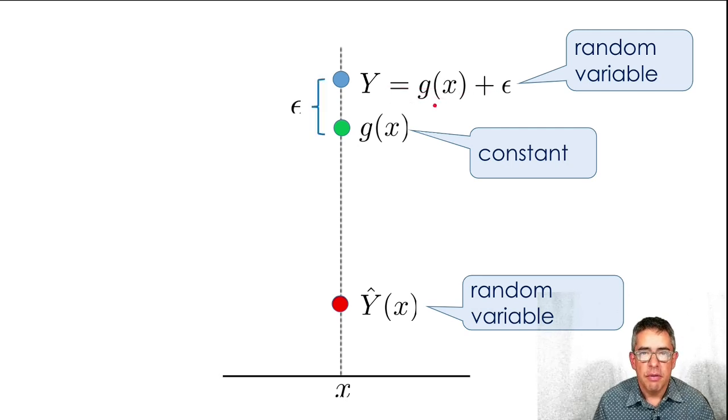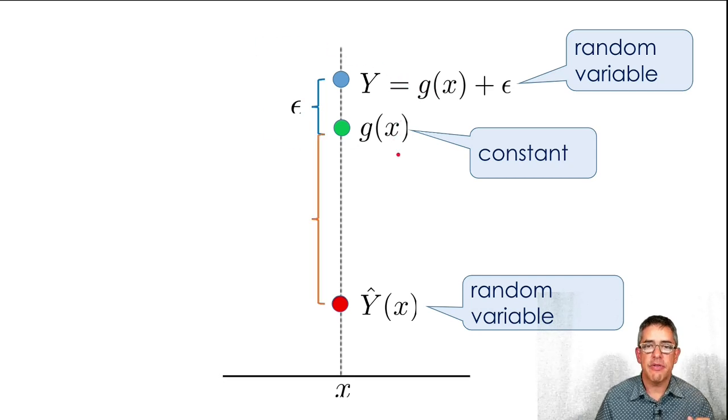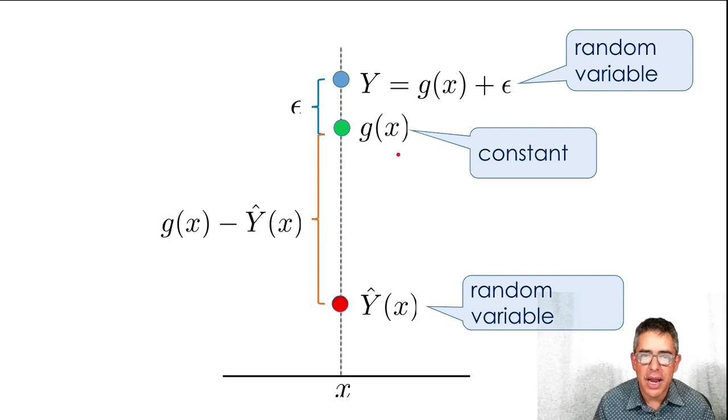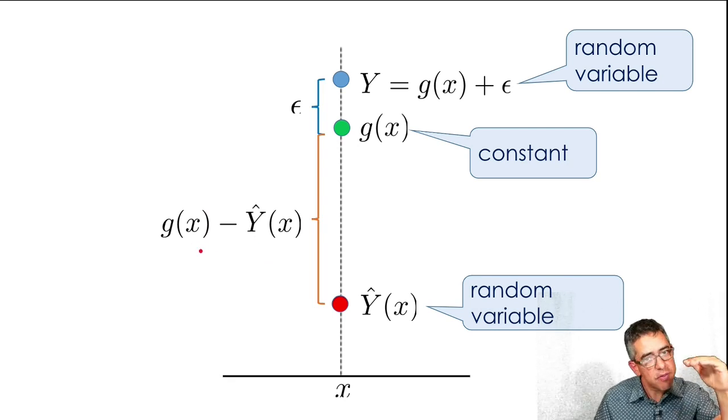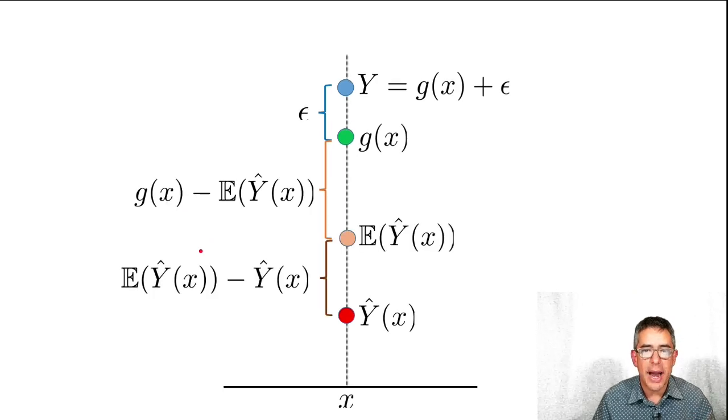Now, this piece right here is epsilon, obviously, and what about this piece? Well, it's g minus y hat. This is the difference between our prediction and the ground truth. Not the observation, but the ground truth. And so we're going to dig a little bit deeper into what it's made of.